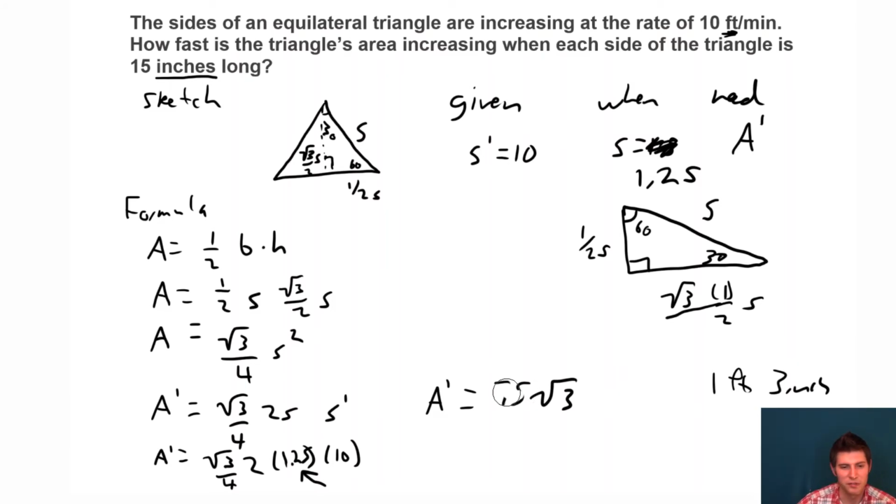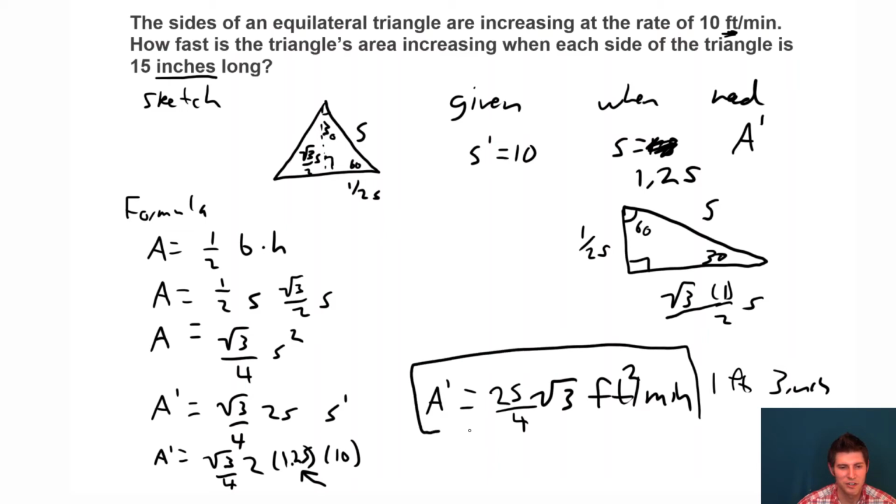But then I'll erase this 75 root 3. And so now 1.25 times 2 is 2.5 times 10 is 25 over 4. So it's 25 over 4 root 3. And that doesn't simplify. And that is going to be in feet per minute. And that's because I rewrote this 15 inches in terms of feet. And we want to make it feet squared because it's area. So yep, just carefully check your stuff. But it's good. We got it right because I just put the box around it. So that's the answer to the question.